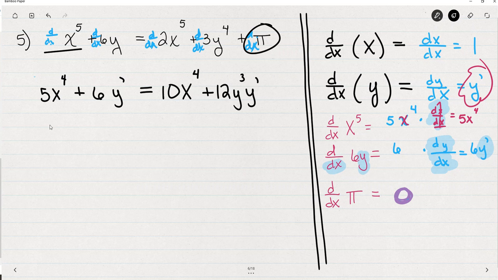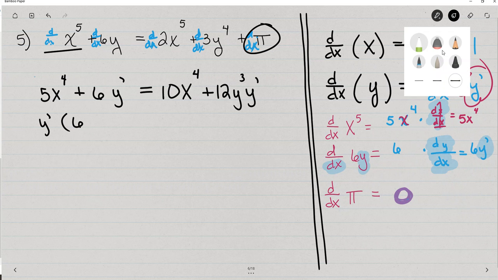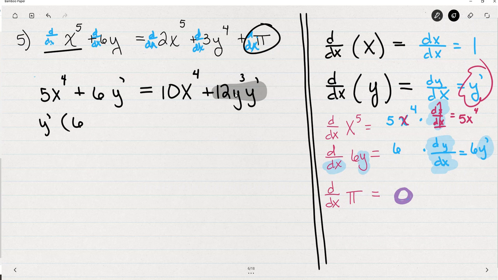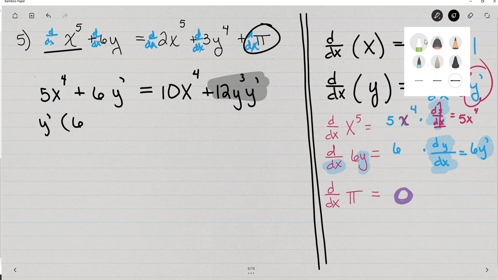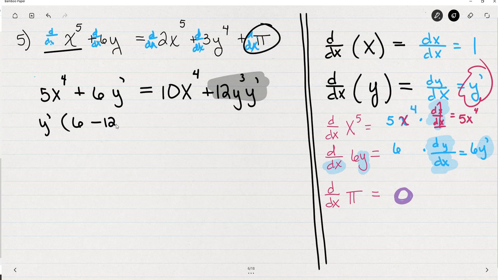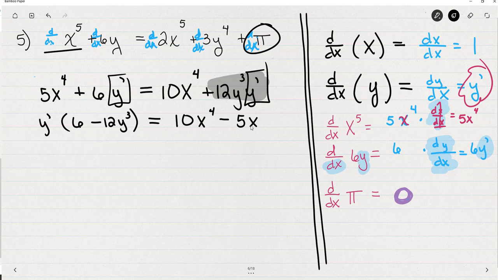Solving for y prime, I can put the y prime terms on the left, so I have a 6, and then I'm going to subtract this 12y cubed y prime from both sides. So those are the two y prime terms. And then that's equal to, we have our 10x to the 4th and subtract 5x to the 4th.